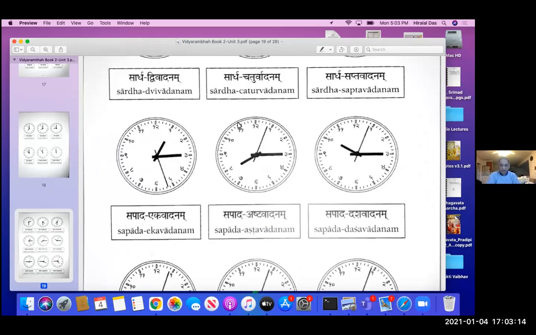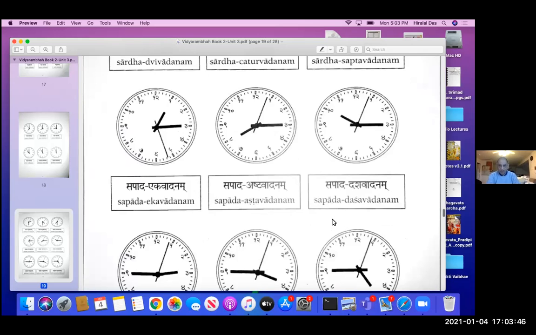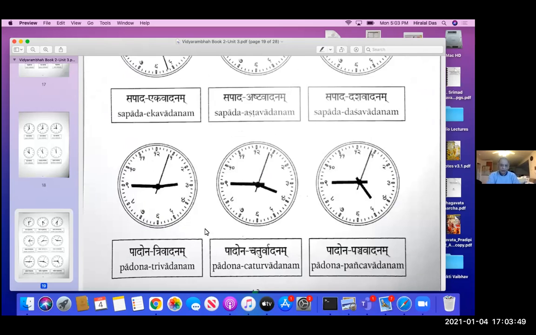So now, then there is a Sapad Ekavadanam. So after 15 minutes, it's called Sapad. Okay. So remember shorthand, longhand location, pointing to a little bit after 1, and then this is 3. So that's called Sapad Ekavadanam, Sapad Astavadanam, Sapad Dasvadanam.